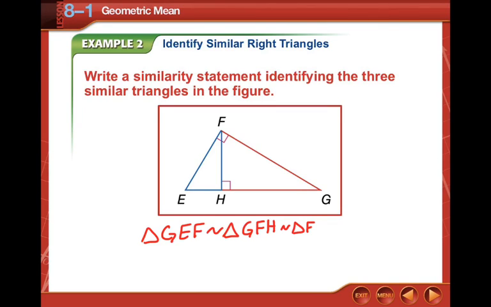E is our angle that is not right here, that's left, and the right angle in this one is H as well. So there's our similarity statement. That's all we had to do for that problem.